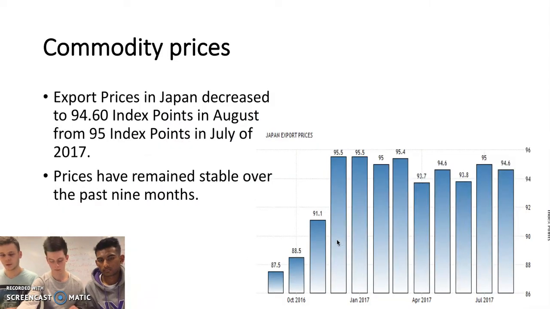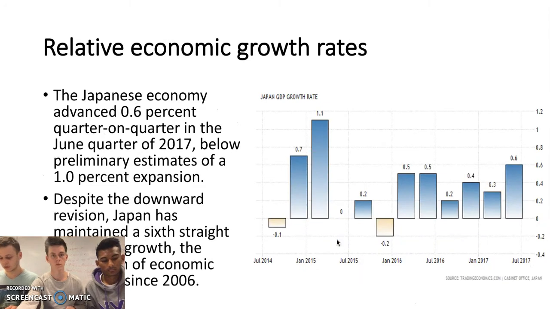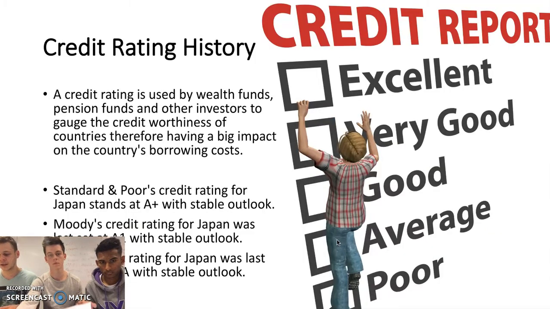Trading Economics has Japan's commodity prices as stable over the past 9 months, and there is no evidence to suggest that they will be destabilised. Japan's economic growth rate has been rising at a sustainable level since the beginning of the 2016 year. Credit rating is used by wealth funds, pension funds, and other investors to gauge the creditworthiness of countries and therefore can have a very large impact on the borrowing costs. All of the major credit rating agencies have predicted Japan's rating to be stable, with common ratings of A+, A1, and A.